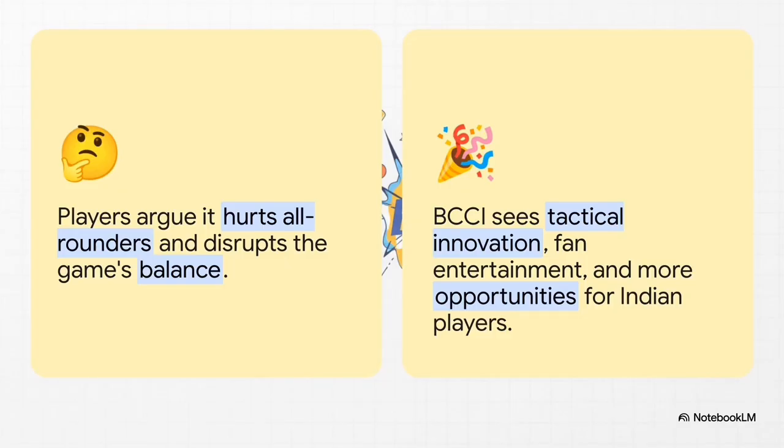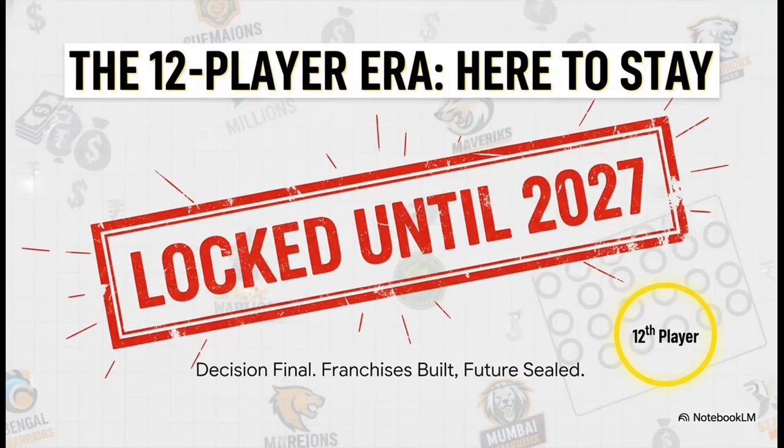The BCCI has put its foot down and made it very clear the impact player rule is staying put until the 2027 season. And you can see why. The teams have already spent millions building their entire squads around this 12-player strategy. Trying to undo all of that? That's not going to happen.